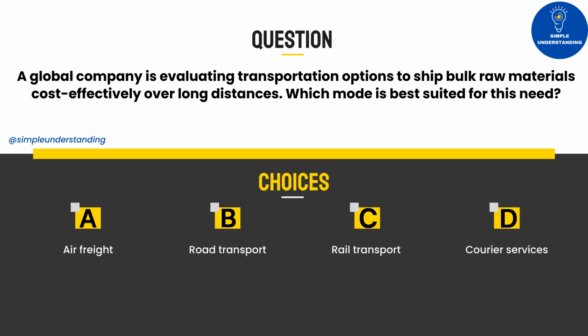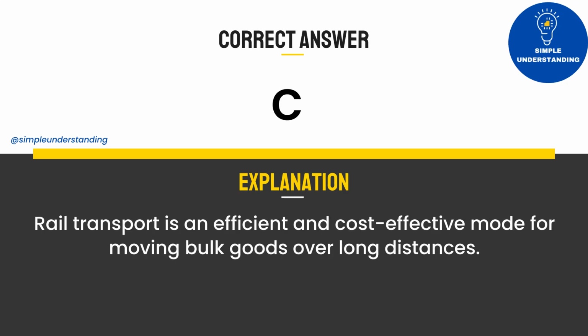8. A global company is evaluating transportation options to ship bulk raw materials cost-effectively over long distances. Which mode is best suited for this need? A. Air freight. B. Road transport. C. Rail transport. D. Courier services. Correct answer: C. Explanation: Rail transport is an efficient and cost-effective mode for moving bulk goods over long distances.